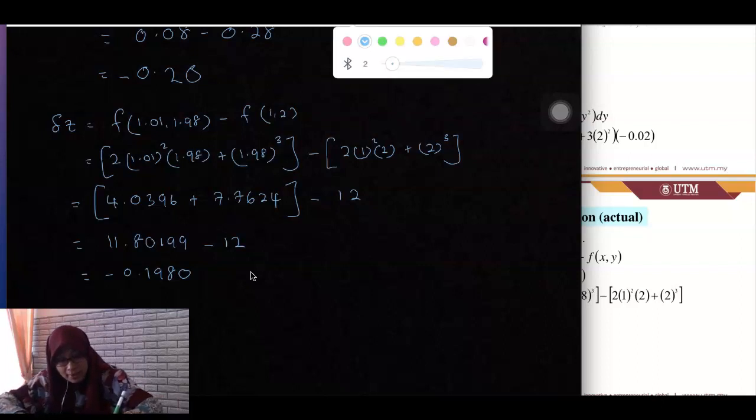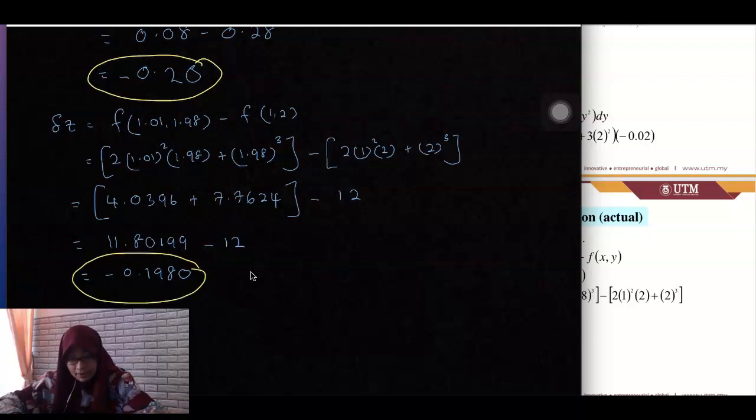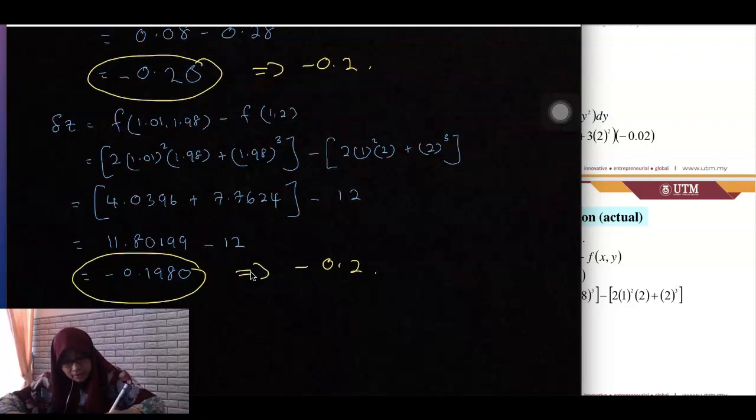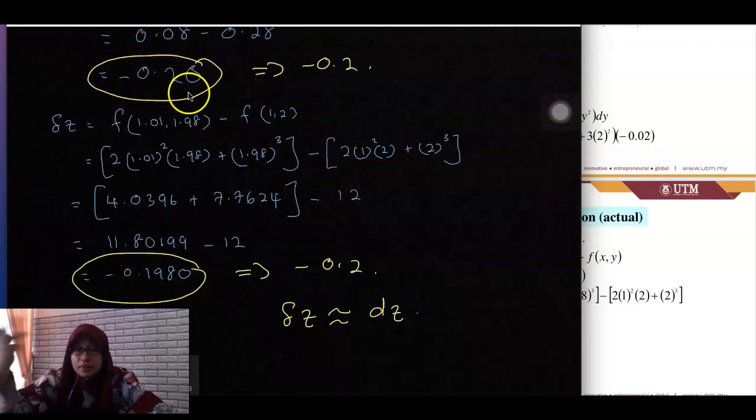So now we want to compare. If you leave your answer in 1 decimal place, this one becomes negative 0.2 and this one becomes negative 0.2. So that's what I told you: the true change can be approximated by the total differential, which means that in 1 decimal place they have the same value. As I mentioned, the total differential is just an approximate value.